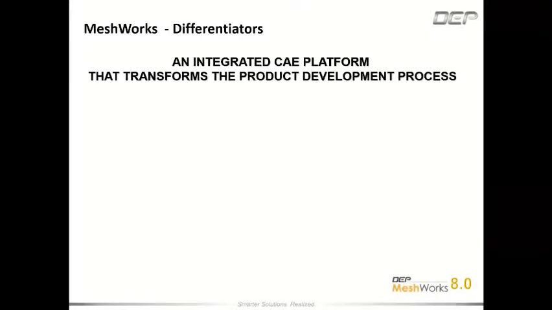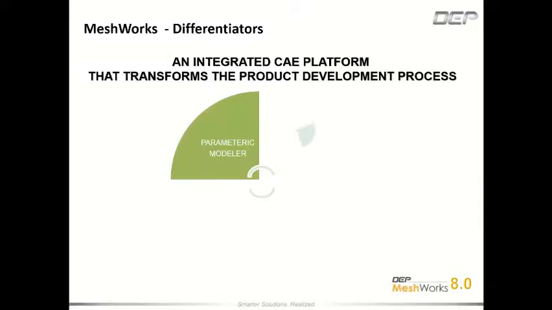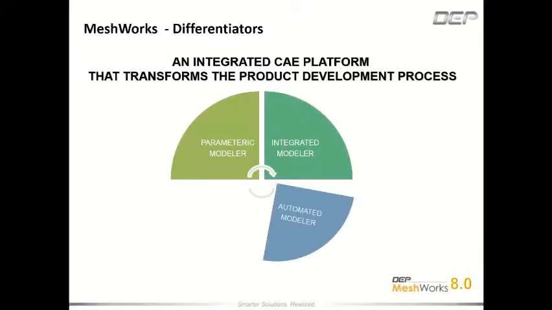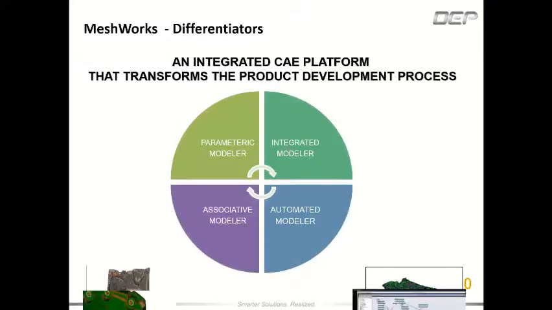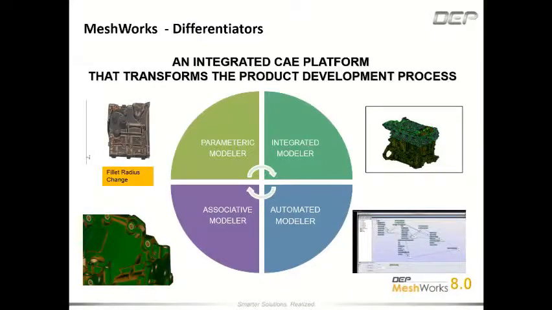So here we're going to discuss some of the key differentiators in regards to MeshWorks compared to other tools. The first thing is the parametric modeling. MeshWorks is a parametric modeler, meaning that if you do the meshing inside of MeshWorks, your models become automatically parametric.